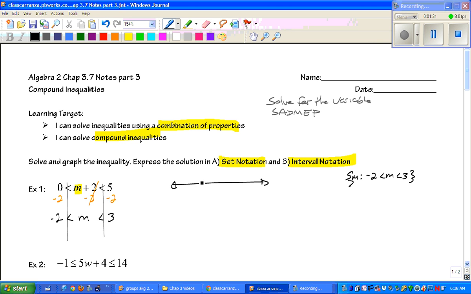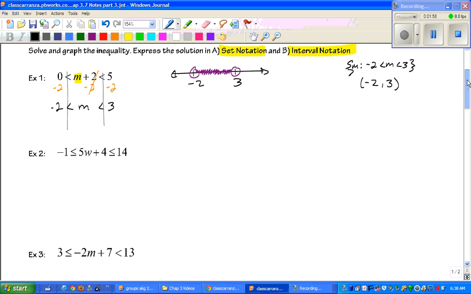We need to do the graph. So our numbers are negative 2 and 3. Both of those are open circles. And we're less than 3, but we're greater than negative 2. So then we're writing this in interval notation. It's negative 2 to 3, and both of those are brackets. Okay? All right, let's move on to example number 2.